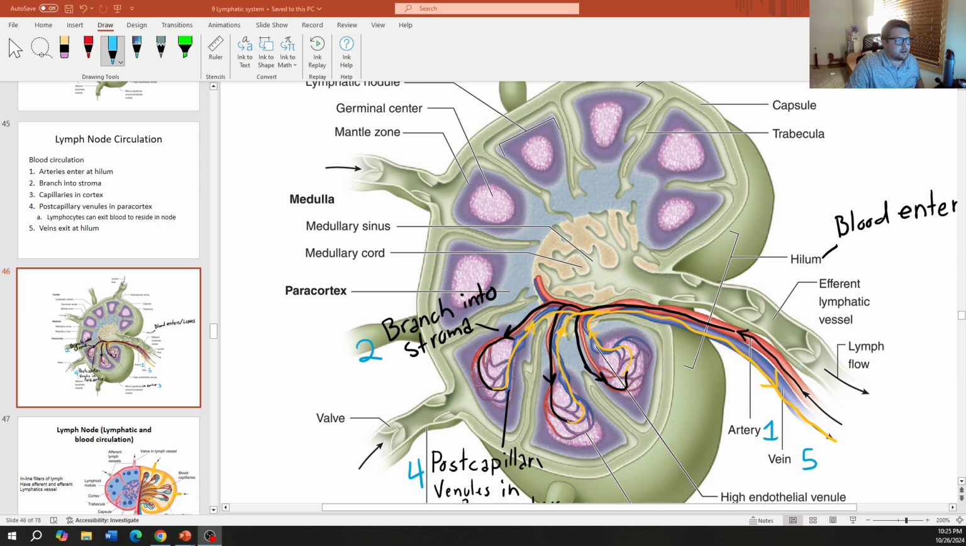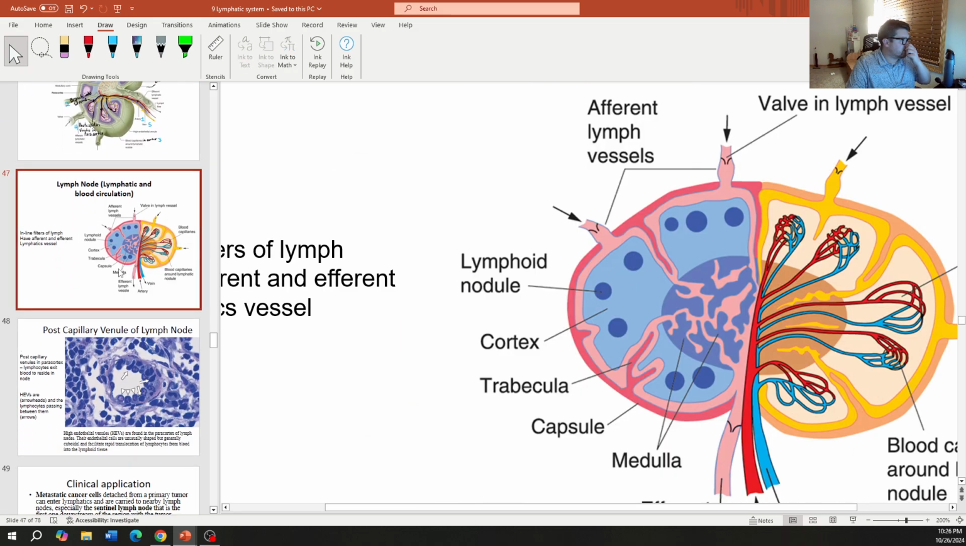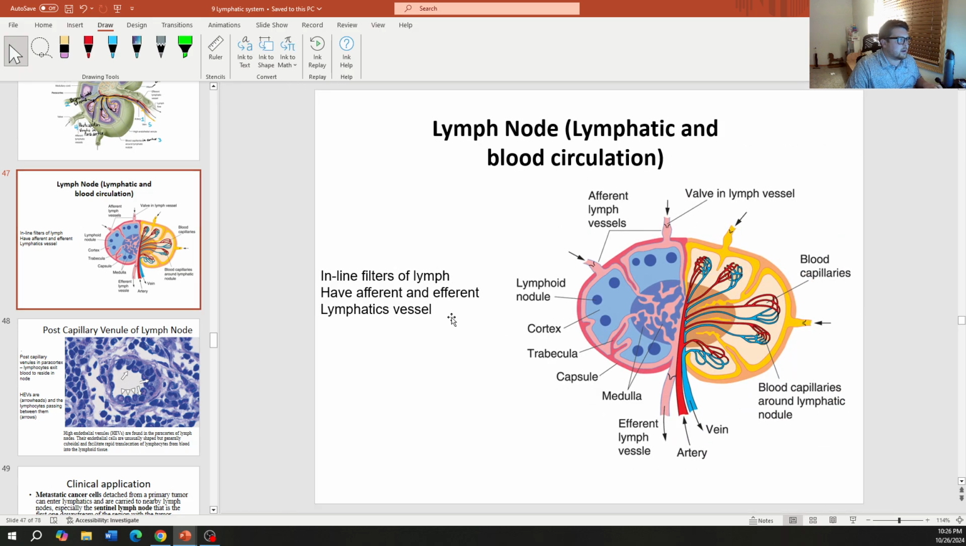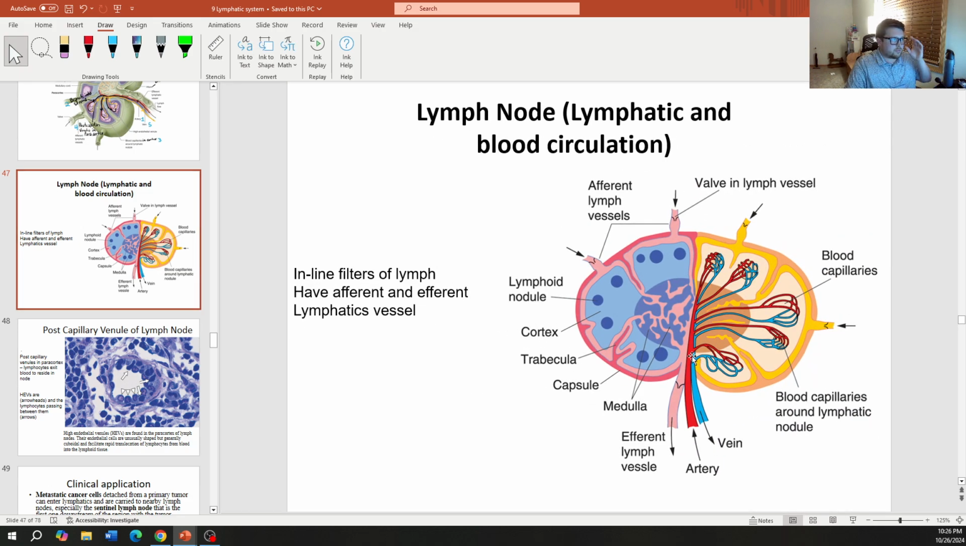So you can see here the black coming in through the arteries, and it splits off into capillaries inside of the cortex, and then the veins converge to venules, and it continues on its way out. Again, you just really want to know that step by step.